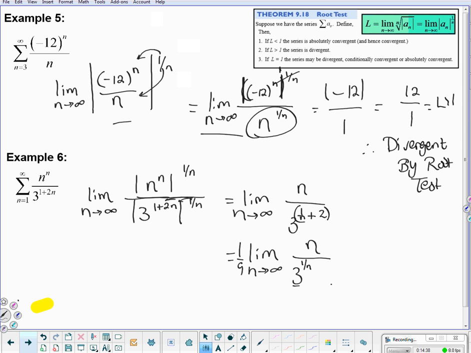So I'll have 1/9, and I'd have infinity here, and 3 to the 1 over infinity. Well, that's like saying 1/9 times something large over 3 to the 0. Well, that's going to be like a 1, isn't it? Because this would be going to 0. All right, so we end up with 1/9 of infinity. Gosh, how large is that? Pretty darn large. So that would end up being infinity, which is greater than 1, and therefore divergent.